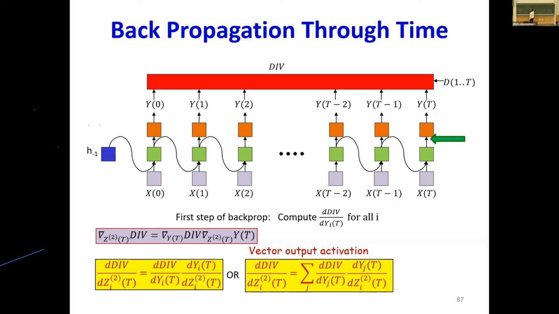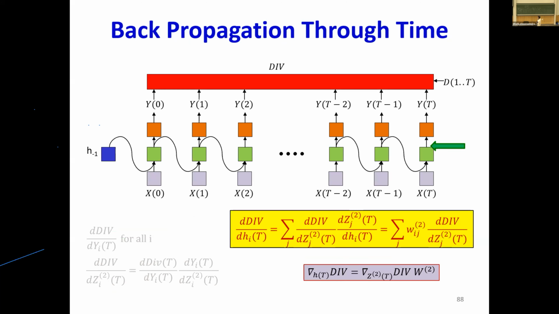So this is going to be simply the derivative of the divergence with respect to yt times the derivative of yt with respect to zt. What is that? That's just the Jacobian of y with respect to zt, right? That's the derivative of the activation at the final layer. So easy. We know how to compute the derivative with respect to the final value over there. Then I can take a step down and compute the derivative with respect to the output of the previous layer.